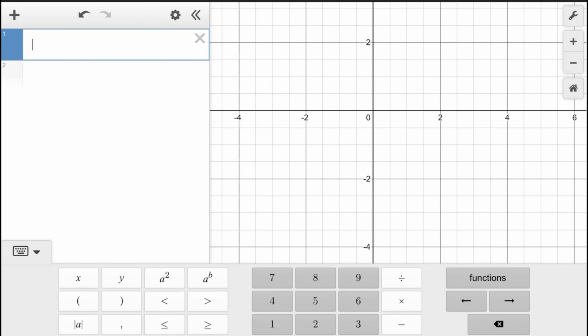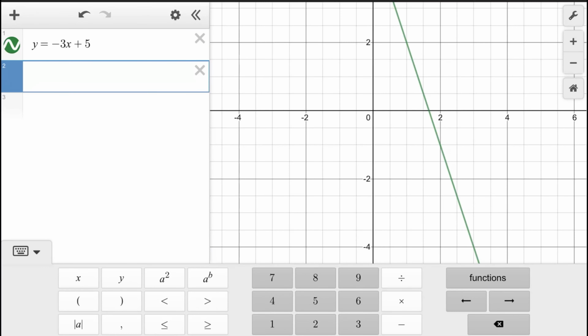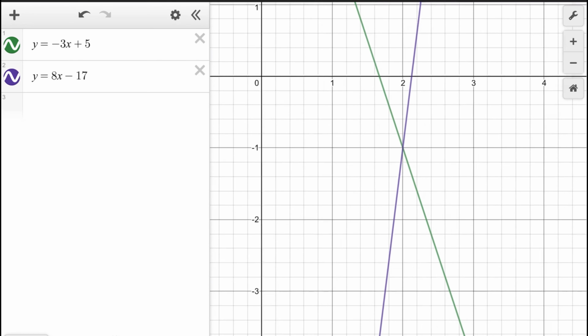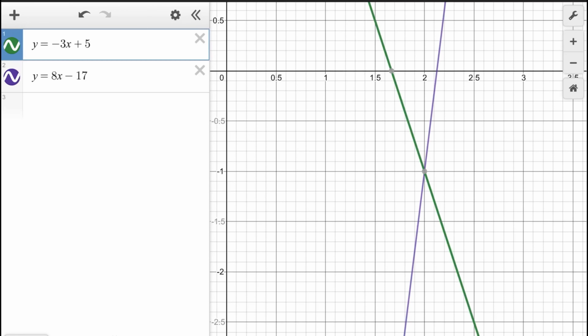Now let's verify our answer using the graphing method using the Desmos app. So we have y is equal to negative 3x plus 5 as our first equation. That's the graph. The second equation is y is equal to 8x minus 17. So if you look at the graph, they will meet at point 2, comma, negative 1. And that is the same thing as our solution.